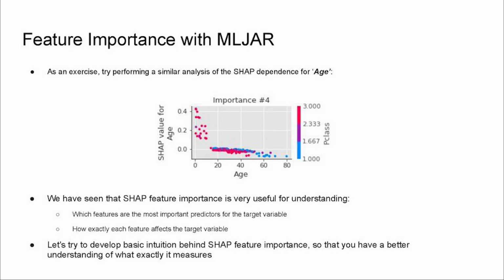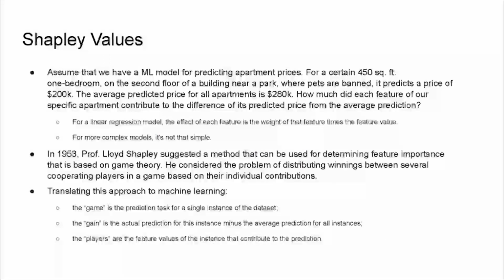In this section, we have seen that the SHAP feature importance is very useful for understanding which features are the most important predictors for the target variable and how exactly each feature affects the target variable. Let's try to develop a basic intuition behind SHAP feature importance so that you have a better understanding of what exactly it measures. Shapley values.